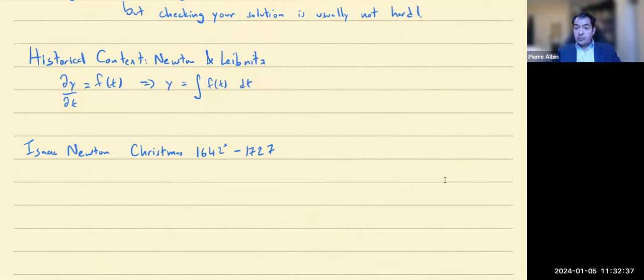But also it's an asterisk because 1642 is with respect to the old calendar, the Julian calendar. Once England caught up to the rest of Europe and switched over to the Gregorian calendar, just a little after Newton died, the dates got shifted. And so actually, with respect to the Gregorian calendar, Newton was born in 1643. Newton was an English mathematician and one of the greatest scientists who's ever lived.